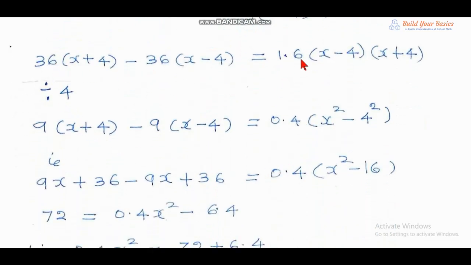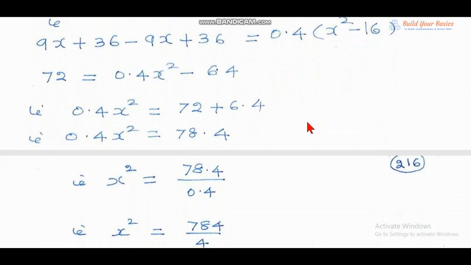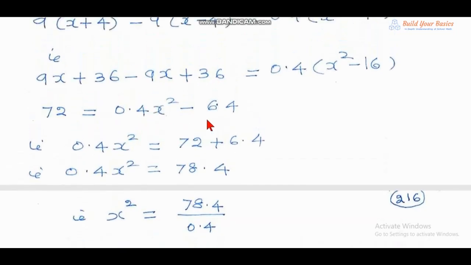36, 1.6 divisible by 4, divide throughout by 4. 9 into x plus 4 minus 9 into x minus 4 equal to 0.4 into a plus b into a minus b, x square minus 4 square. That is 9x plus 36 minus 9x plus 36 is equal to 0.4 into x squared minus 16. That is 9x get cancelled. 36 plus 36 total 72 equal to 0.4 x square minus 0.4 into 16, 6.4 minus 6.4.